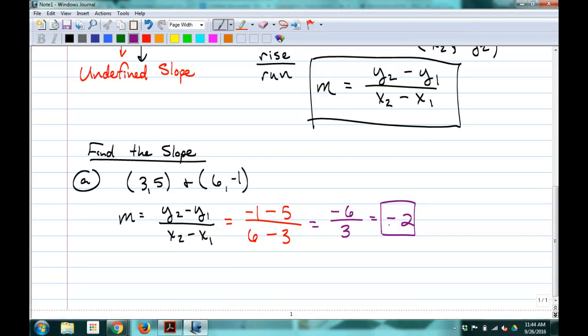That's a negative slope. So which direction is it going? Down and to the right. Think about the direction it's going. Okay, so not bad. Easy stuff there.